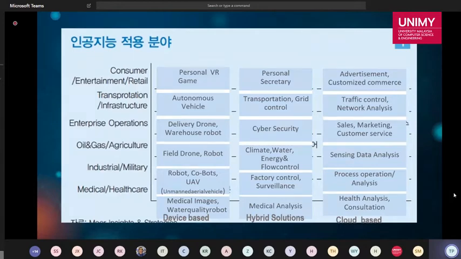The personal secretary, transportation, cyber security, and climate. So where are you going to bring the device to the hybrid solution? What solution can you bring? So for each industry, each service, if you look into it, for example, cyber security in the enterprise is a tremendous improvement on the enterprise solution, for example unauthorized access and authentication. And then moving on to oil and gas, we have climate, water and energy flow control. Everything will be sensed by the IoT side.